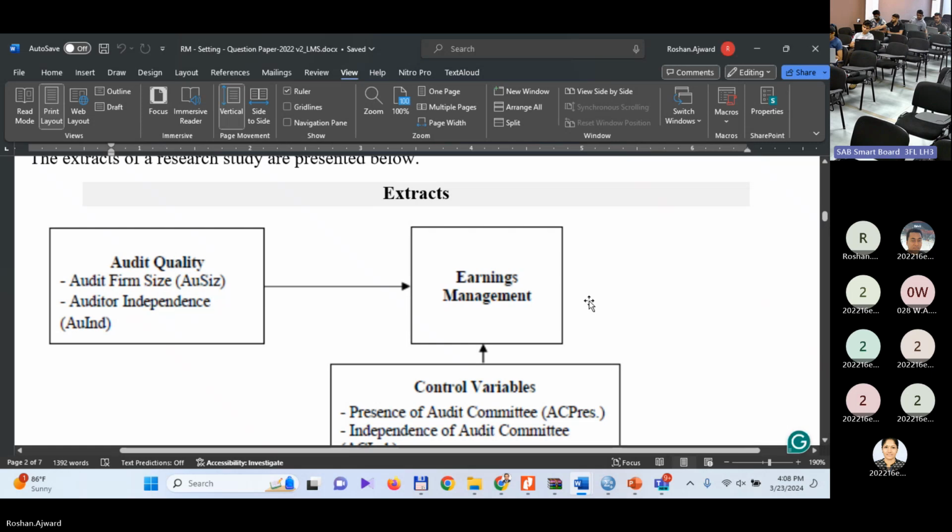Okay, again to remind you, there are two independent variables. What are the two independent variables? Audit firm size. How is it being measured? One, big firm, no big firm. Then auditor independence, that is also taken into consideration. Then earnings management, taken by some other variable. Right. Now the question is this.